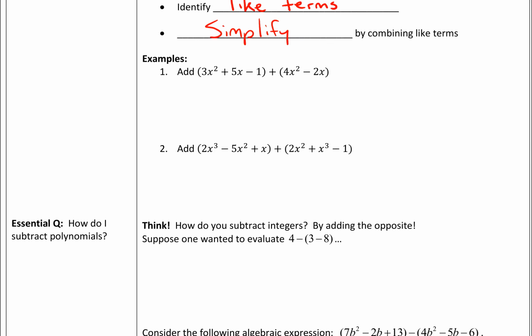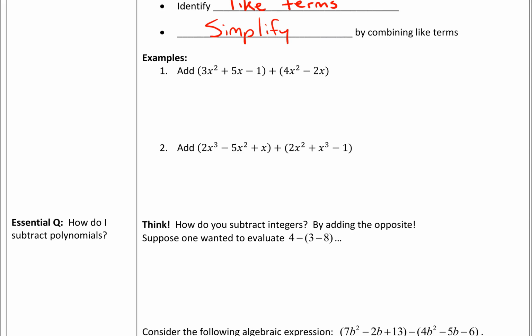Okay, so let's look at some examples here. My first example is to add the quantity of 3x squared plus 5x minus 1 to the quantity of 4x squared minus 2x. So first thing I'm going to do is rewrite this without parentheses. 3x squared plus 5x minus 1 plus 4x squared minus 2x. And now all we need to do is identify and combine our like terms.